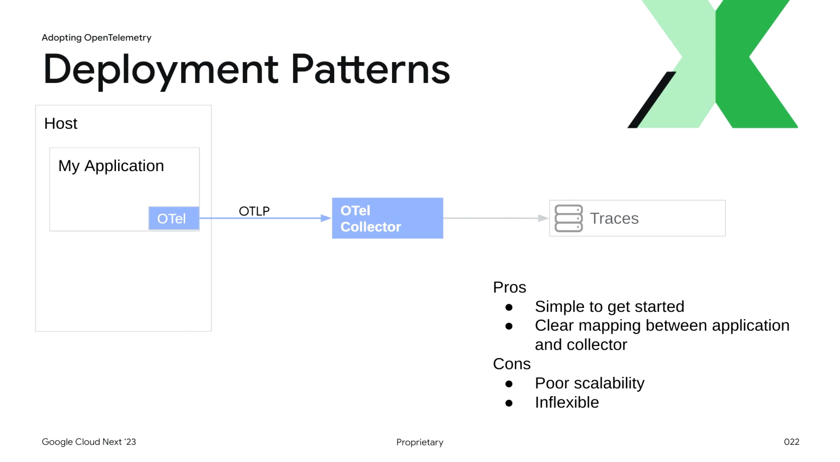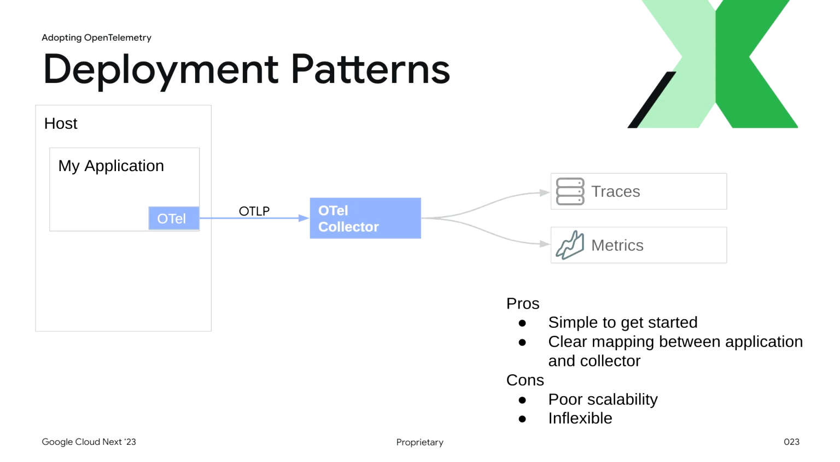There's some pros to this, right? It's really simple to get started. It's a great place to start. There's a clear mapping between that application and the collector. The cons are it's not as scalable as some of the other options, and it's not super flexible. But one thing you still can do with this is you can fan out. So you can take this model and you can start to send it to multiple destinations. So that's sort of the step one or phase one of deployment.